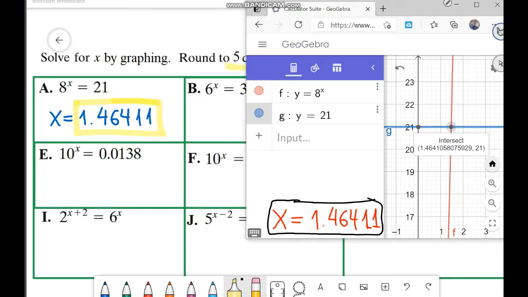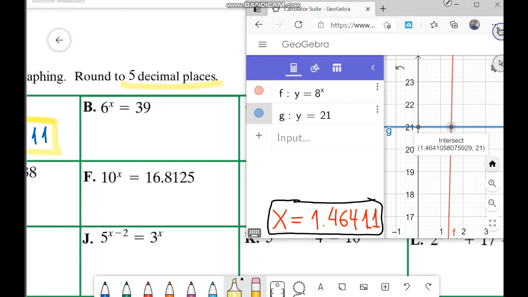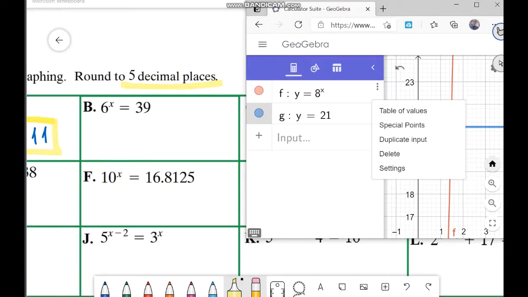I will give you 1 minute. I will check attendance, and after that you can work together.